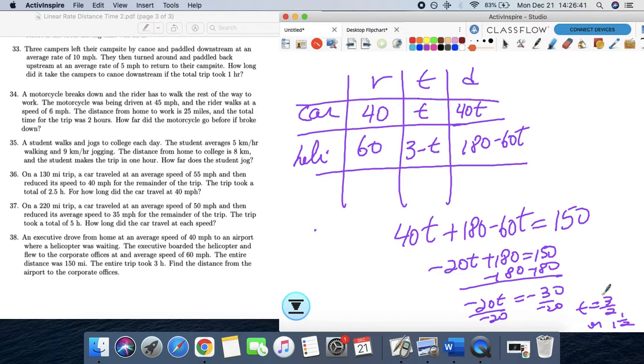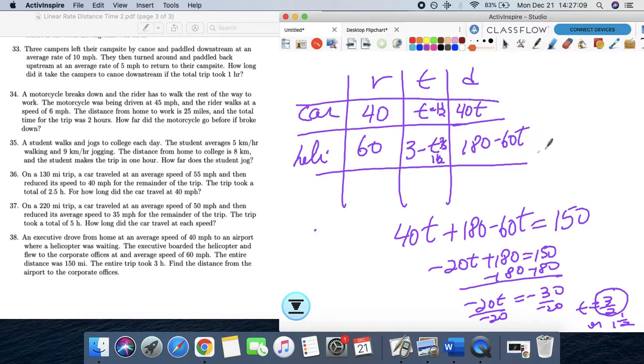Okay, so actually we're probably better off leaving it as an improper fraction, 3 over 2. So if the total time is 3 hours, we can just leave it as 1.5, right? 1.5 in the car, and again, 3 over 2 is the same thing as 1.5. And 3 minus 3 over 2 is also 1.5.